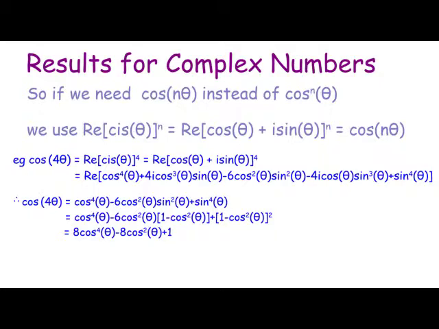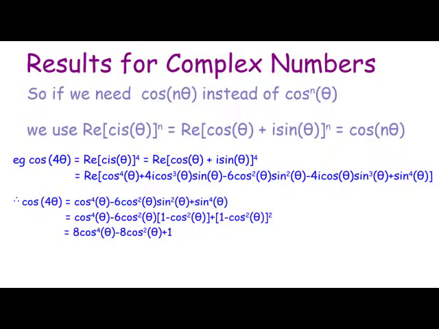And if you look at the example here, I've done cos of 4 theta, which is just the real part of, you can see here, cis theta to the power 4. So I'm now going to use the binomial on cos theta plus i sine theta to the power 4. A fair bit of expansion here, but I've got to take the real part.